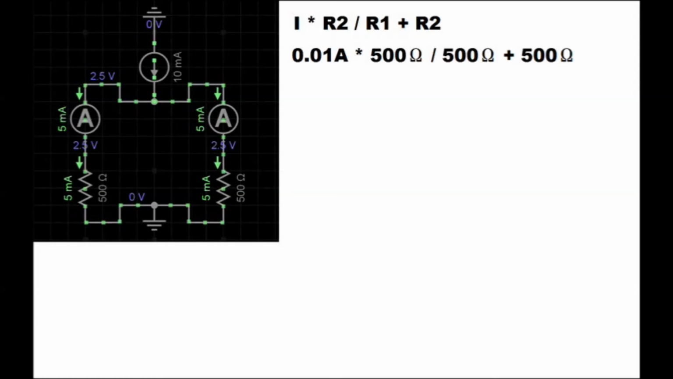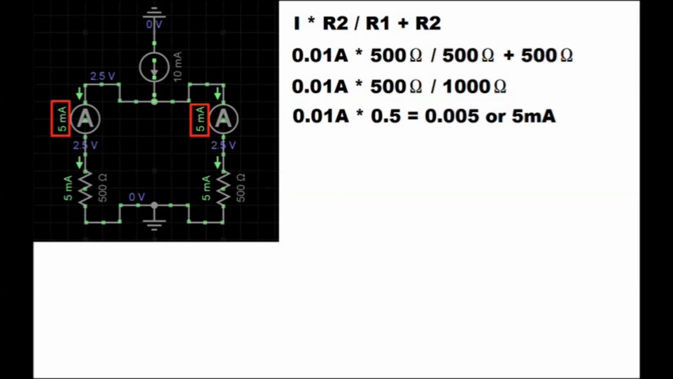So let's simplify it again. 0.01 multiplied by 500 divided by 1000. 500 divided by 1000 equals 0.5. 0.01 multiplied by 0.5 equals 0.005 or 5 milliamps.